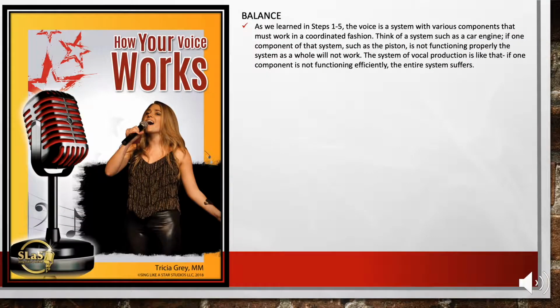As we learned in steps 1 through 5, the voice is a system with various components that must work in a coordinated fashion. Think of a system such as a car engine. If one component of that system, such as the piston, is not functioning properly, the system as a whole will not work. The system of vocal production is like that. If one component is not functioning efficiently, the entire system suffers.